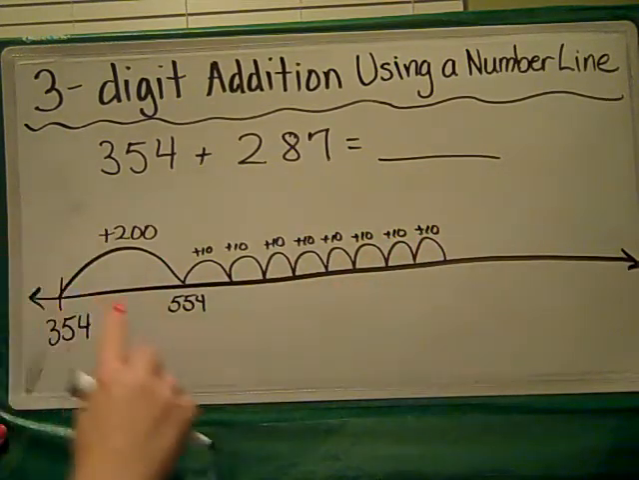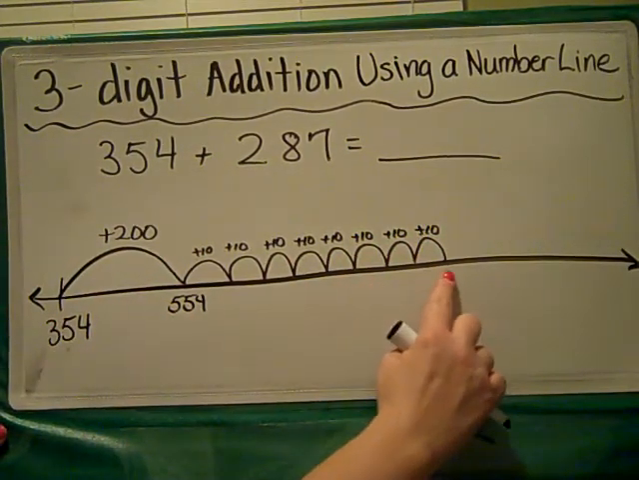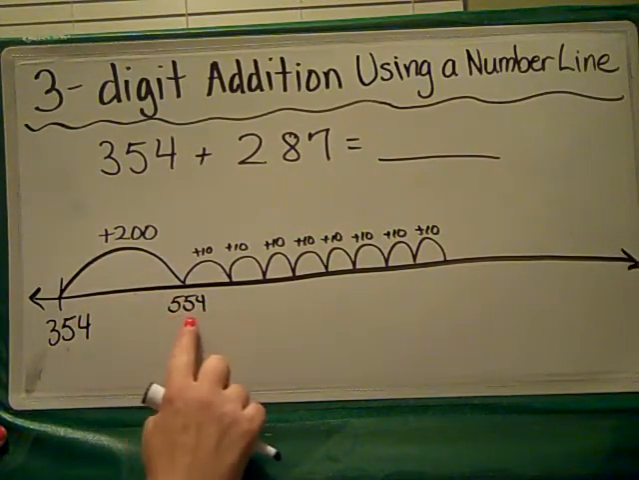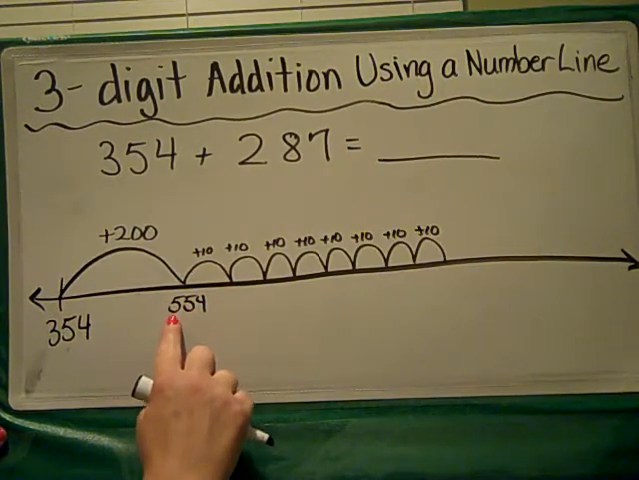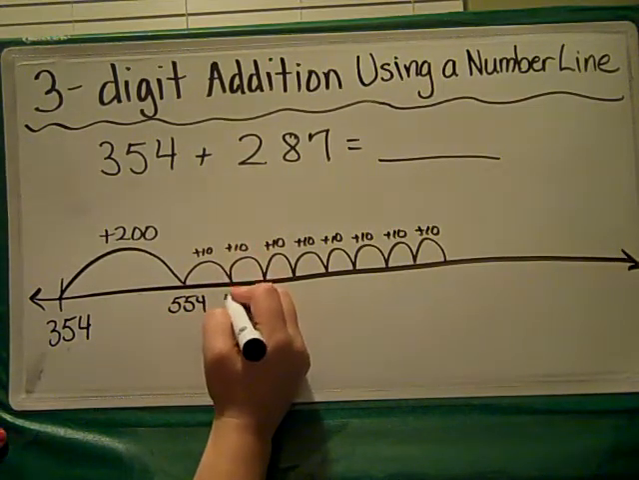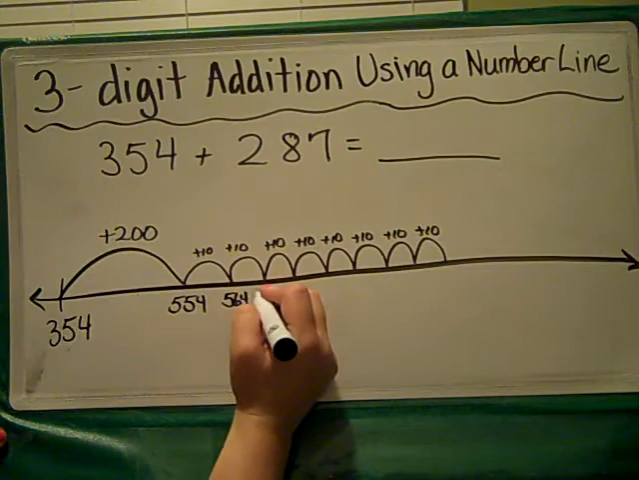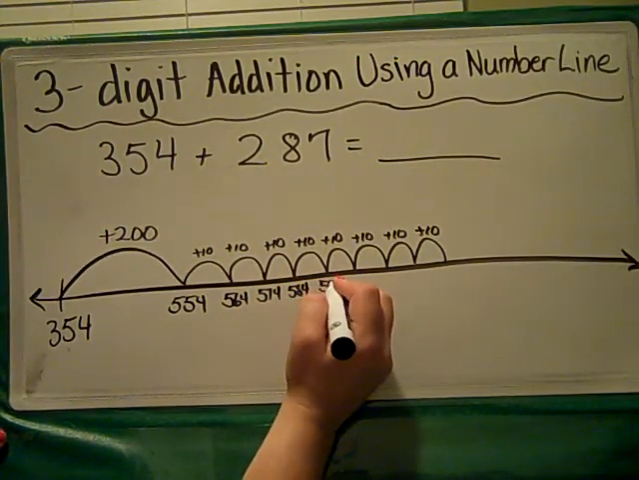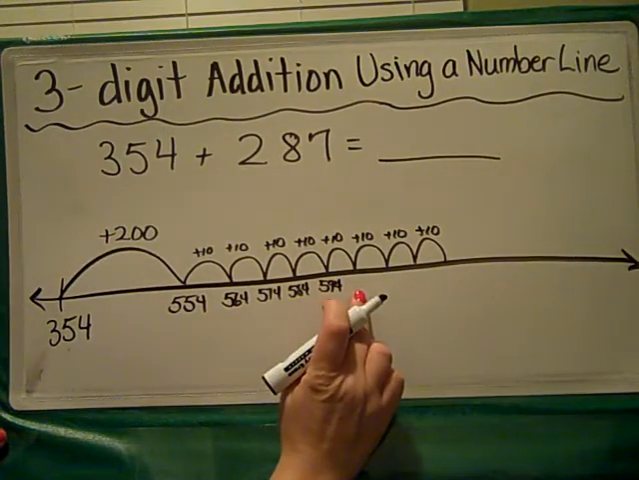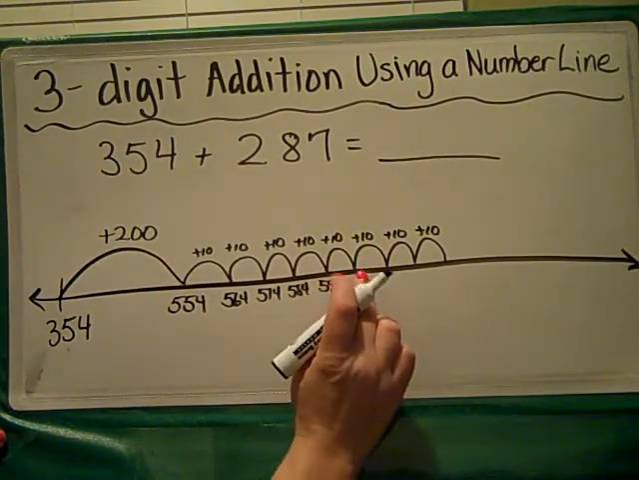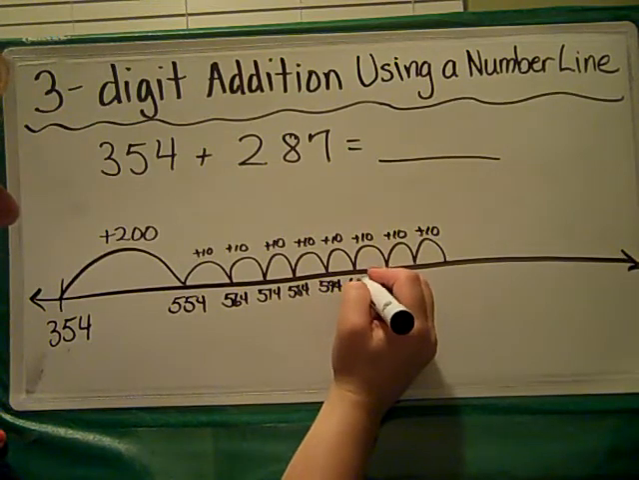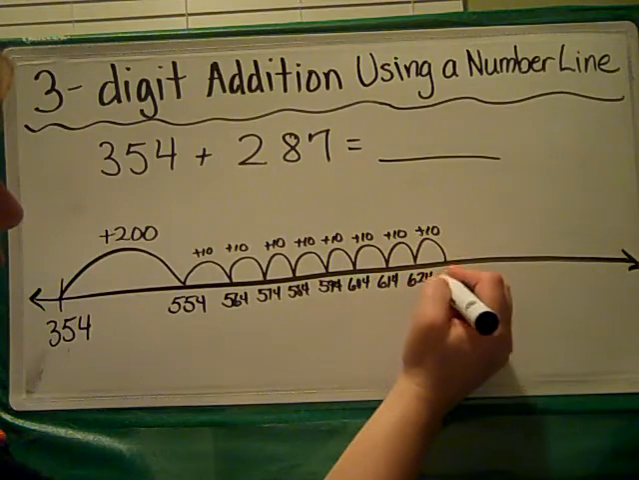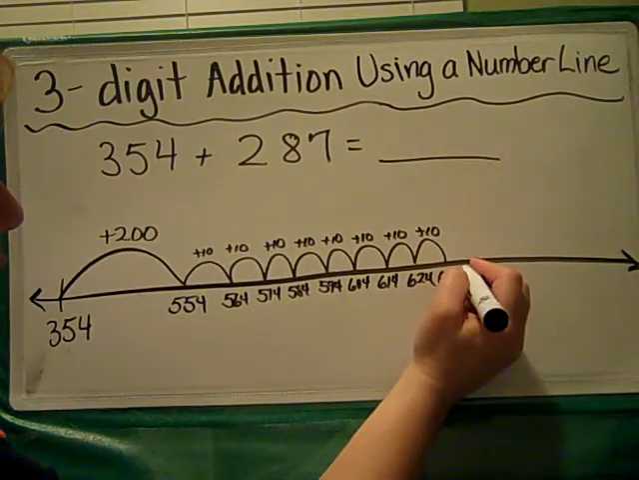But it's important that I show where I land on the number line each time. Otherwise, it's very easy to make a mistake and lose track. So 554 plus 10 more is 564, 574, 584, 594. This can get tricky when we turn over to a new hundred. 604, 614, 624, and 634.